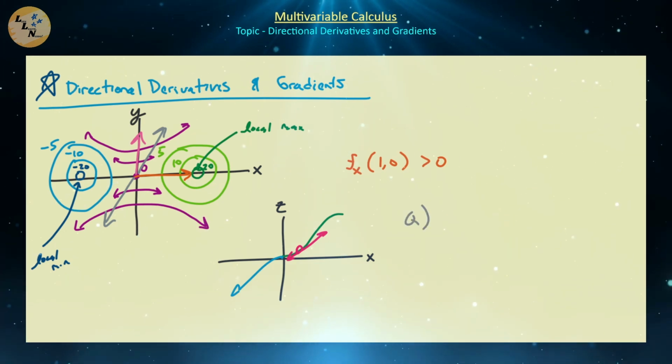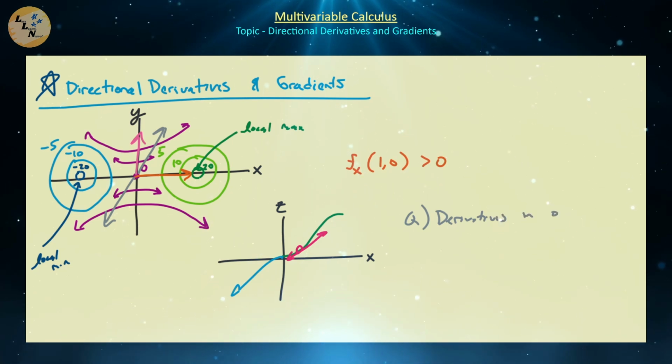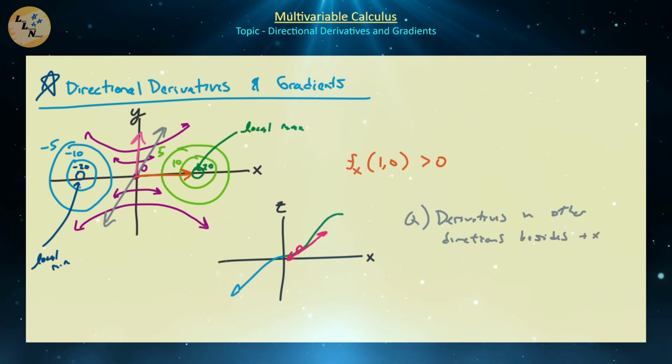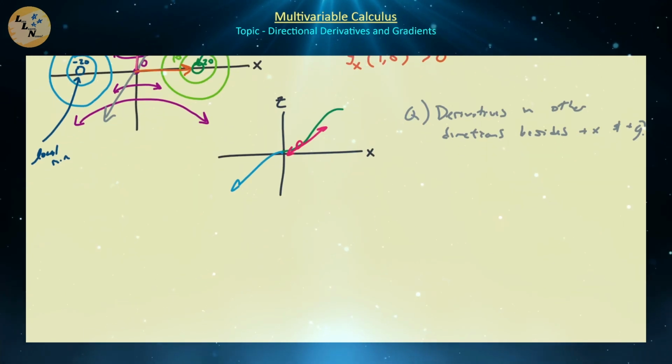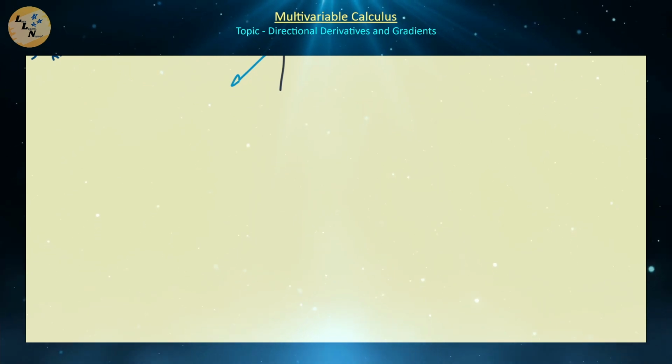So can we consider derivatives in other directions besides positive x and positive y derivatives, which is what the partial x and partial y derivatives are? So let's briefly review what the definitions are for the partial derivative with respect to x and the partial derivative with respect to y.